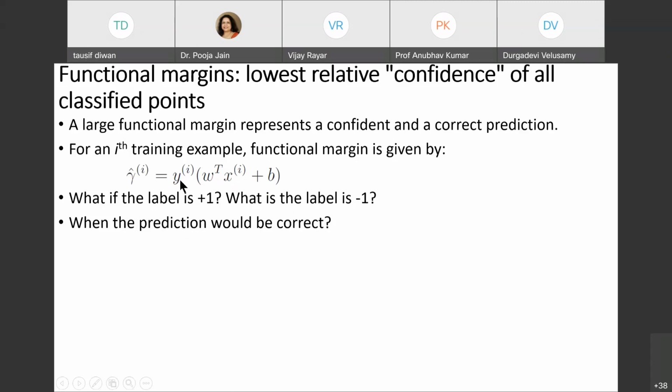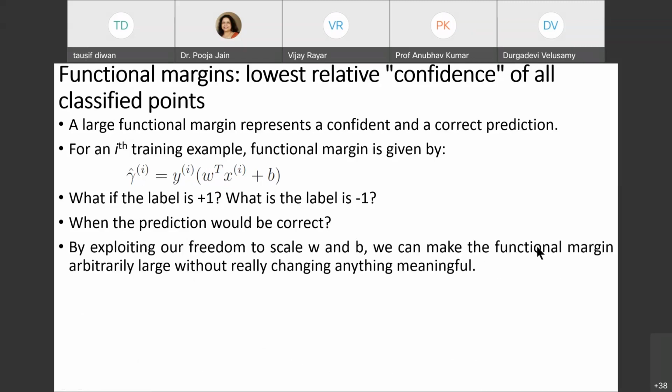Contrary to that, if yi is positive, meaning the label is positive, and this entire expression is negative, what would happen? Positive multiplied by negative, so the total expression is negative. And if it is negative, then we can consider this a misclassification. Are you getting this? Correct classification and misclassification.